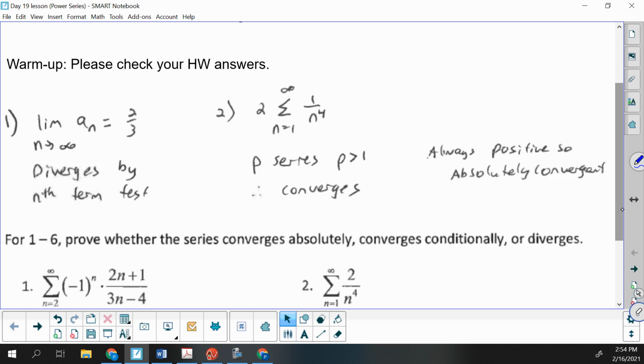In the next one, pull the 2 out, and then it's 1 over n to the 4th. That's a p series, p greater than 1, so it converges. It's always positive, so even the absolute value version of it will be the same, so it must be absolutely convergent.